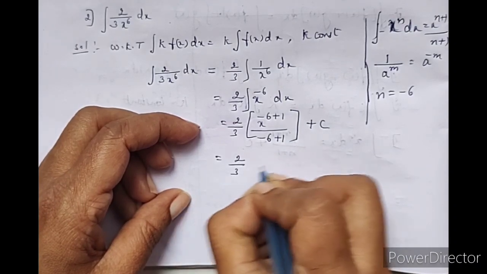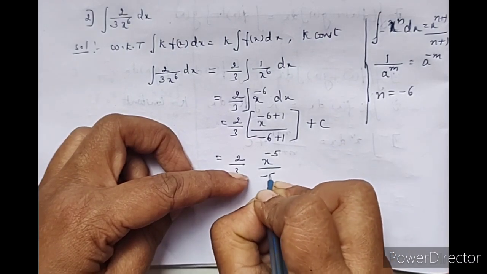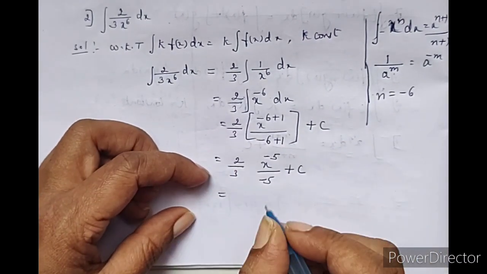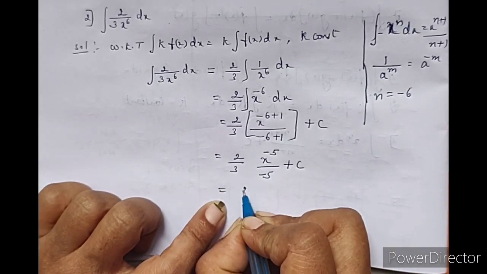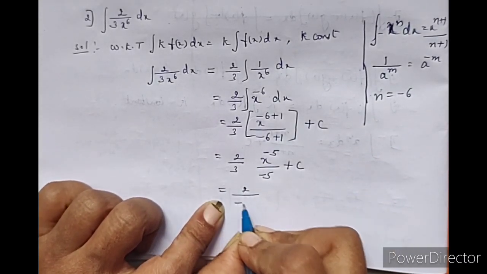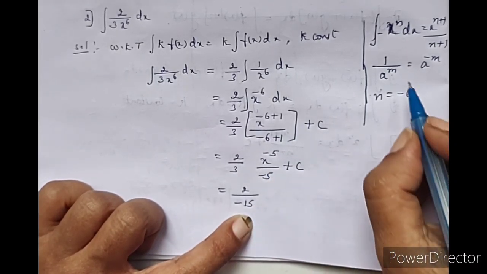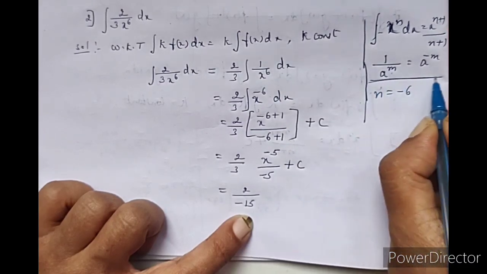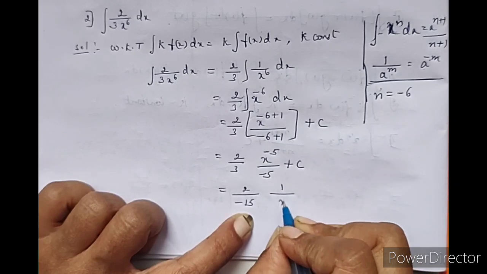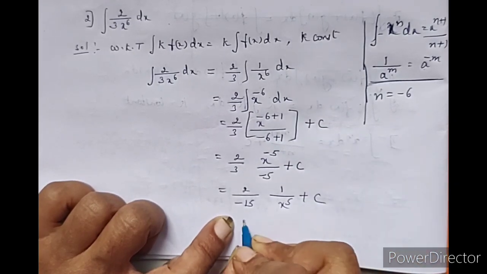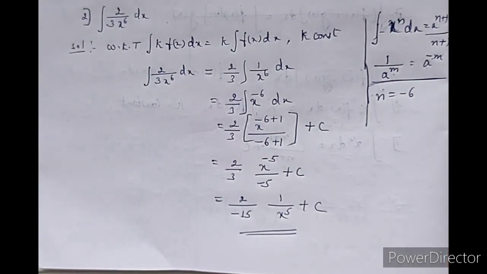So it is 2 by 3. Simplify now. x to the power of minus 6 plus 1 is minus 5, plus the constant of integration c. So minus 5 is a constant in the denominator, which can be multiplied with 3. So you get 2 divided by 5 times 3, which is 15. So it will become minus 2 by 15, x to the power of minus 5. Again using the same rule of exponents, x to the power of minus 5 can be written as 1 divided by x to the power of 5, plus the constant of integration c. So this is how you integrate the second function.